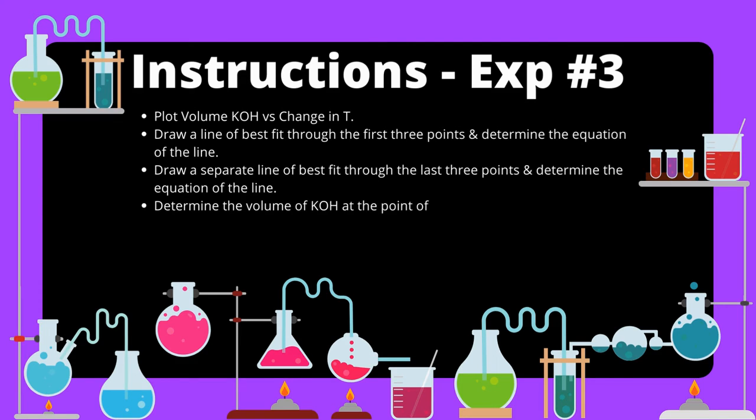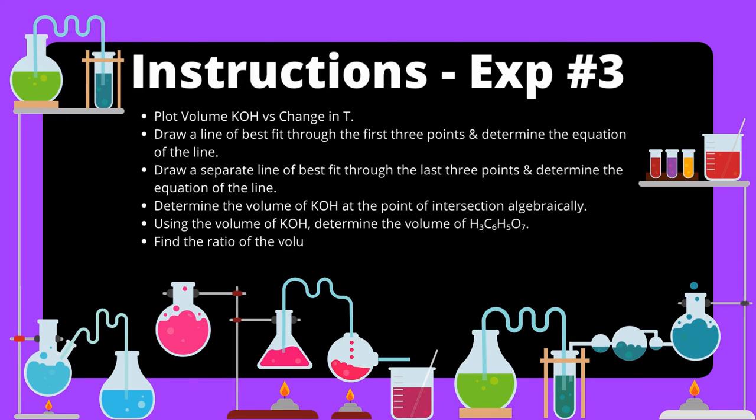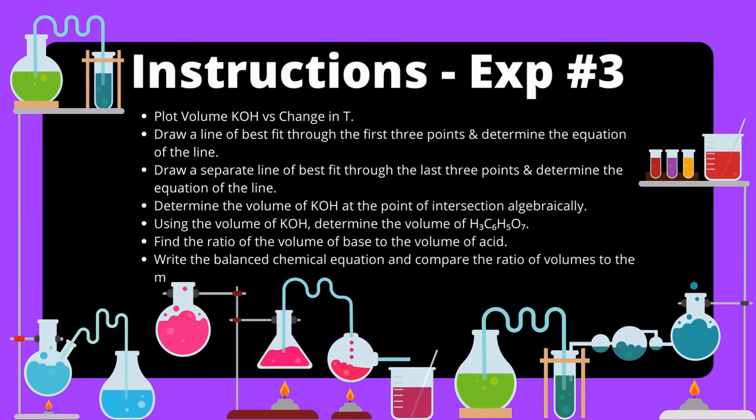Algebraically, solve the system of equations, and that point of intersection will give you the volume of potassium hydroxide. Using that volume, find the volume of the acid that will give you the maximum temperature. And once again, use the ratio of the volumes and compare that to the ratio of the moles in the balanced chemical equation.